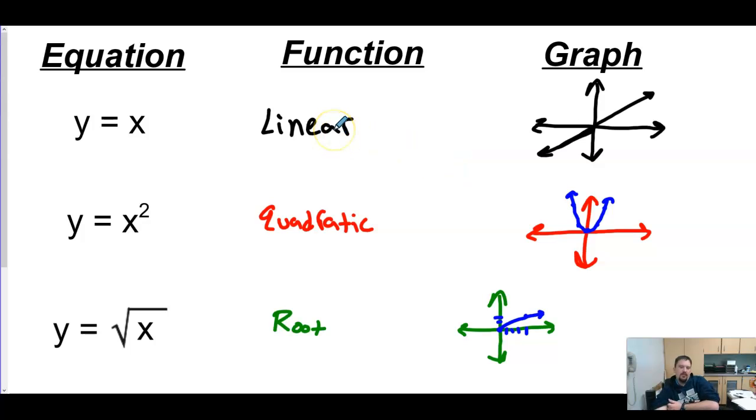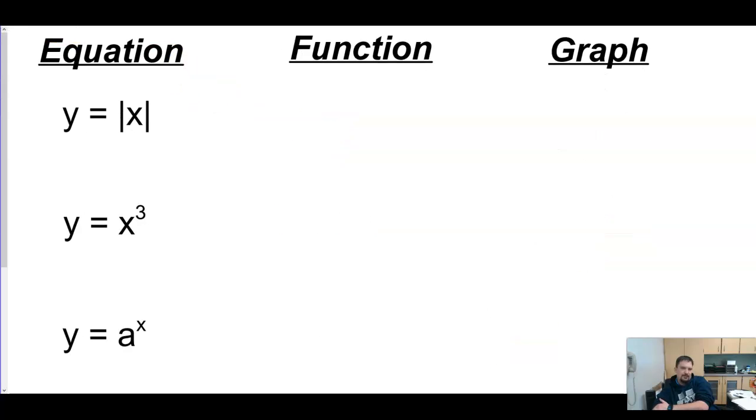Okay, so far for 3 out of our 6 parent functions, we have linear, quadratic, and root functions. Let's look at our other parent functions. Okay, so we have y equals the absolute value of x, and that is what the function is called, an absolute value function. So absolute value.